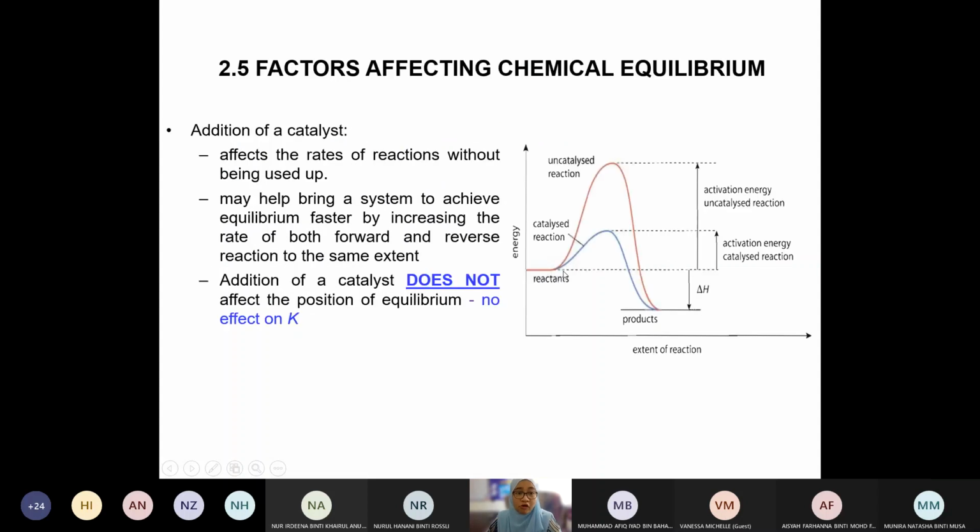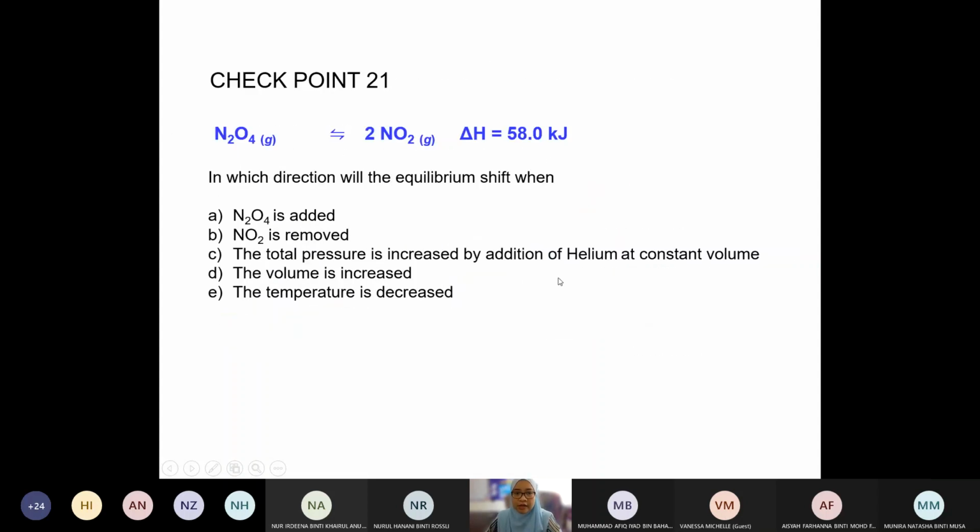Okay, so that is all for factors affecting chemical equilibrium. Okay, alright. Maybe you can try out this checkpoint 21. Okay, very quickly, based on what we have learned so far. In which direction will the equilibrium shift when? Okay, let's try out this question, guys. Focus on this question.